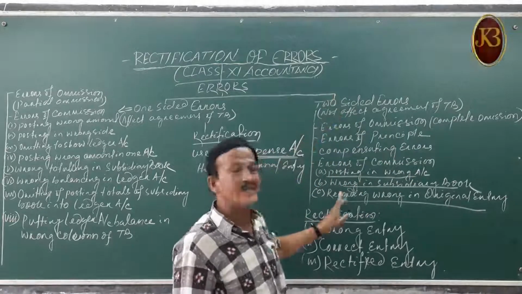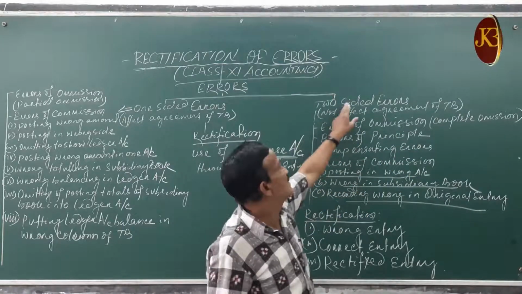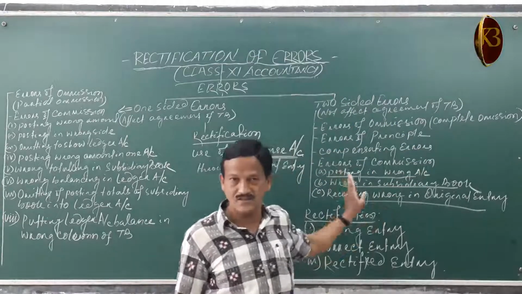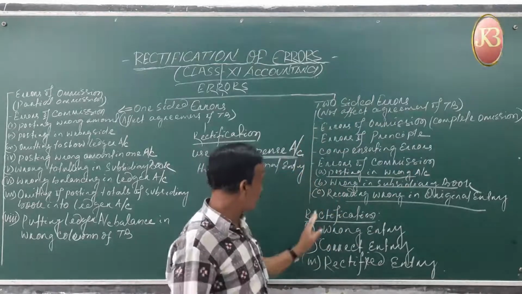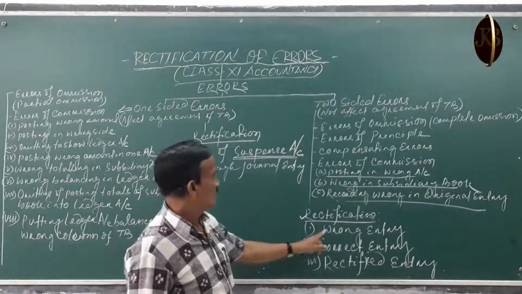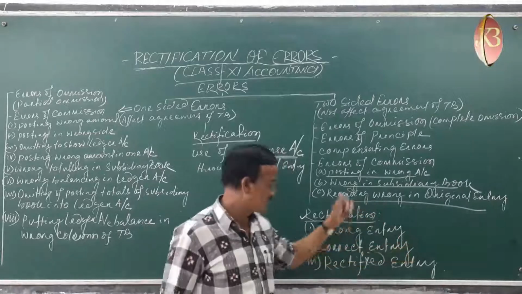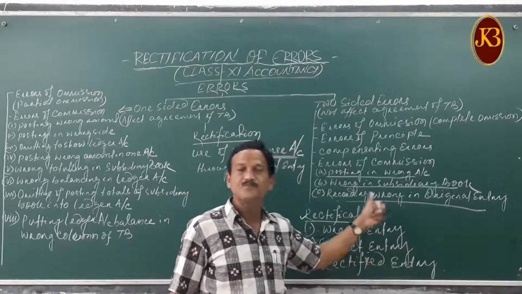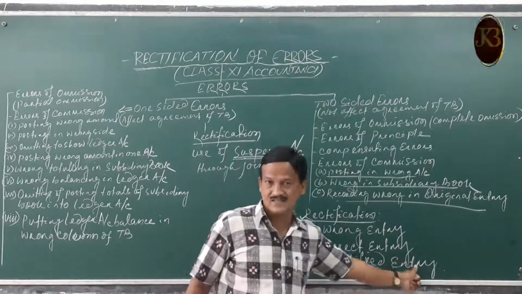This is to be rectified. For rectification purposes, these errors are called two-sided errors. So how do we rectify them? These are the rectification procedures. First, write the wrong entry, then write the correct entry, then do the rectifying entry.